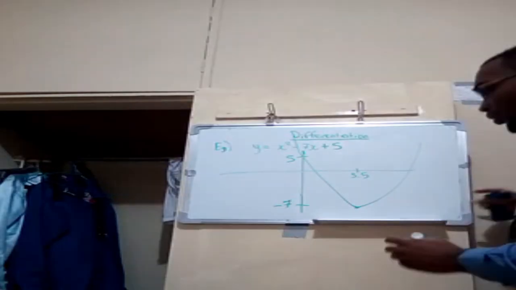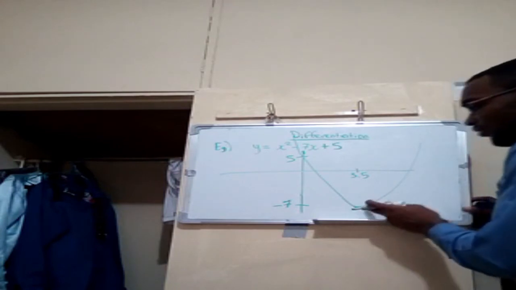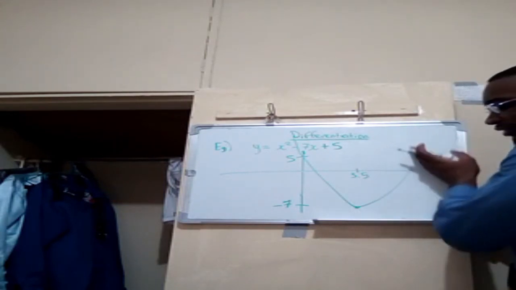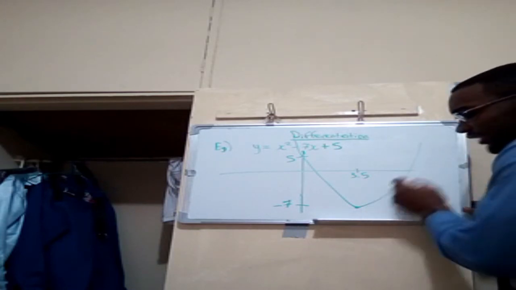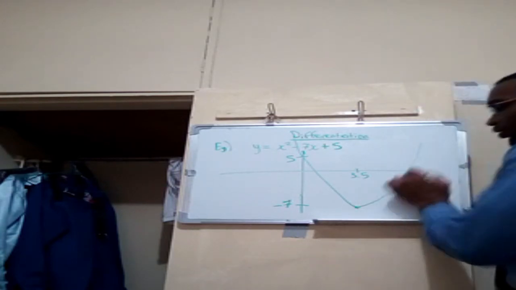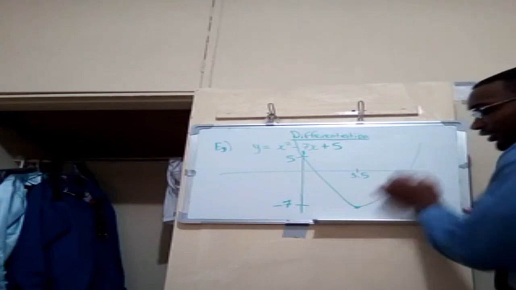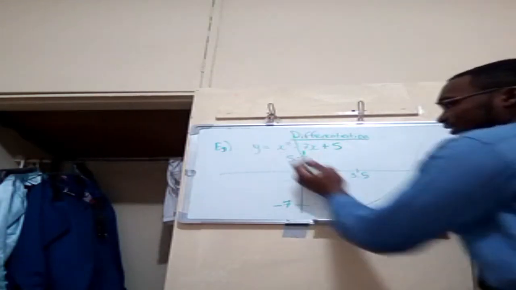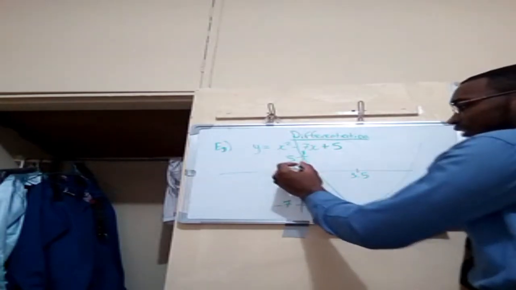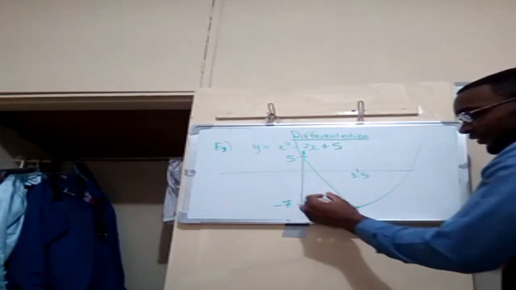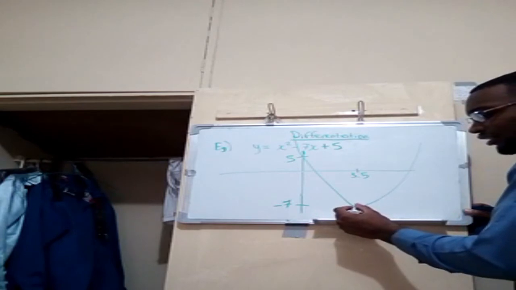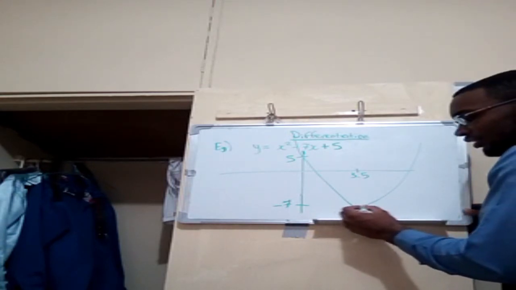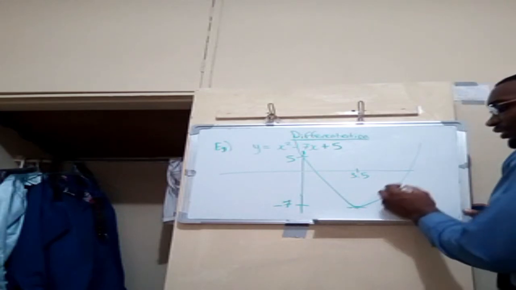Now, everywhere over here, the gradient is positive when x is greater than 3.5, because if you were to draw a tangent line at any point over here, you will get that the gradient is positive. Over this side, the gradient is negative, negative, negative, negative. Then when it reaches the turning point here, the gradient is 0. And then up here, positive, positive, positive.